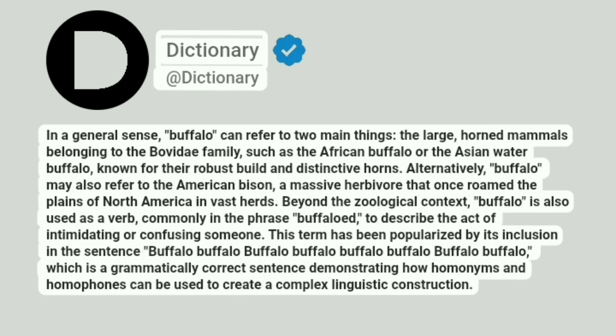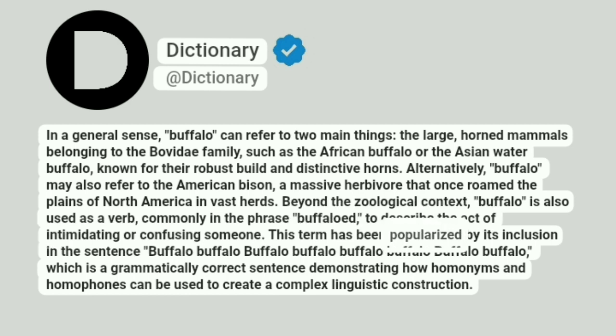Dictionary. At dictionary. In a general sense, buffalo can refer to two main things, the large, horned mammals belonging to the Bovidae family, such as the African buffalo or the Asian water buffalo, known for their robust build and distinctive horns. Alternatively, buffalo may also refer to the American bison, a massive herbivore that once roamed the plains of North America in vast herds. Beyond the zoological context, buffalo is also used as a verb, commonly in the phrase, buffaloed, to describe the act of intimidating or confusing someone.